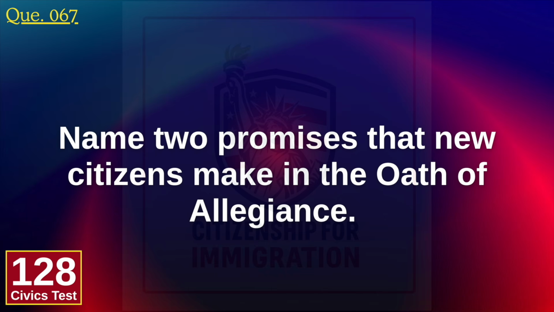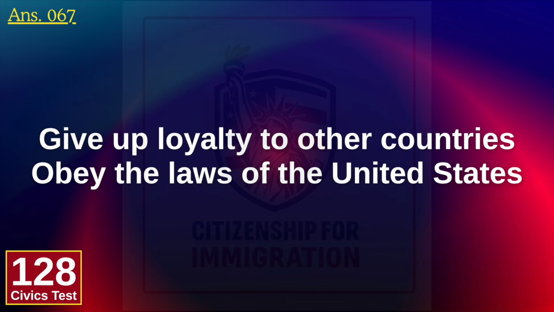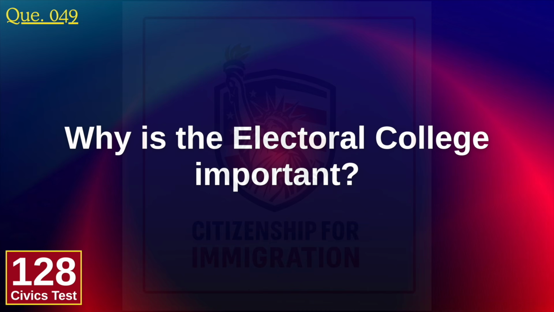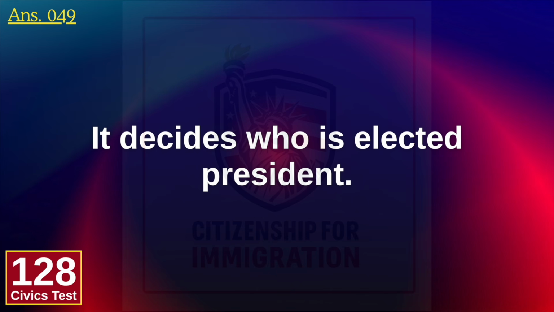Name 2 promises that new citizens make in the oath of allegiance. Give up loyalty to other countries. Obey the laws of the United States. Why is the Electoral College important? It decides who is elected president.